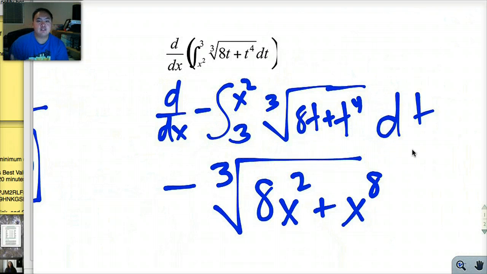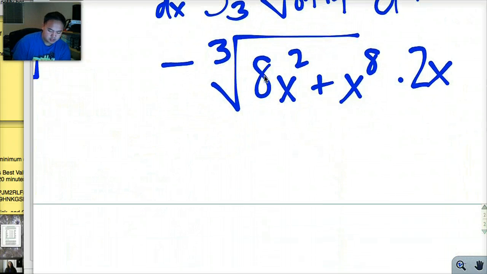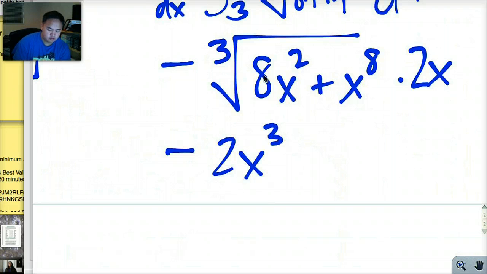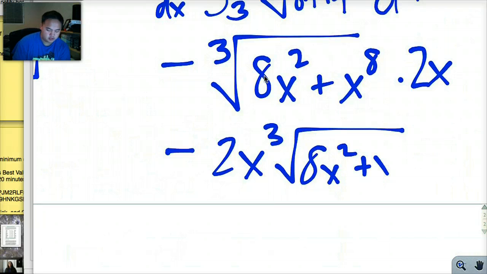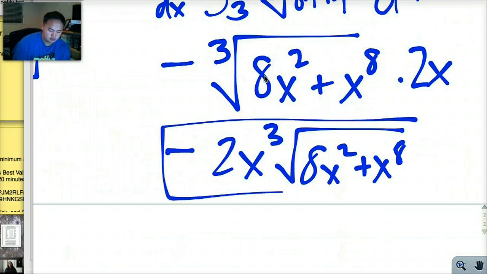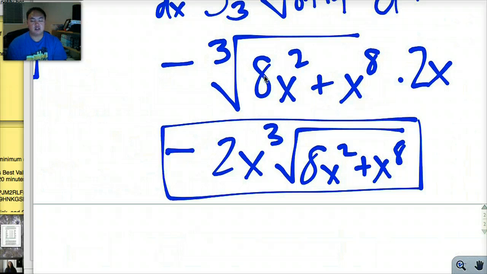Okay. And then again, I have to multiply by the derivative of the inside. I have to multiply by the derivative of x squared. So it's going to be times 2x. Or to make it simple, the correct answer should be minus 2x, the cube root of 8x squared plus x to the 8. That's how you find the derivative of the antiderivative. Okay, and that's if you have a constant on the bottom and a variable up top.